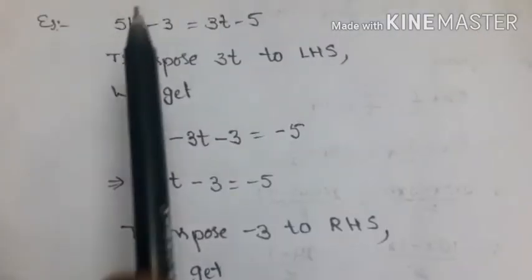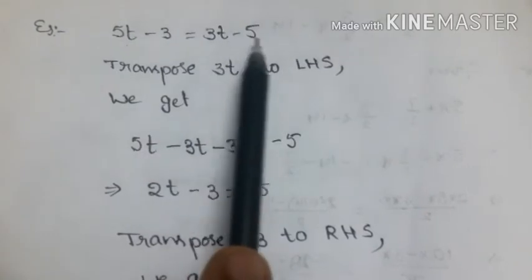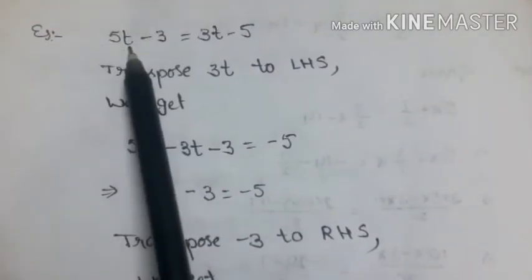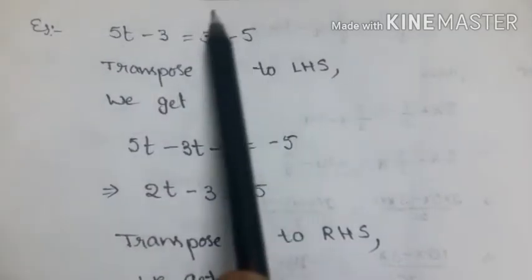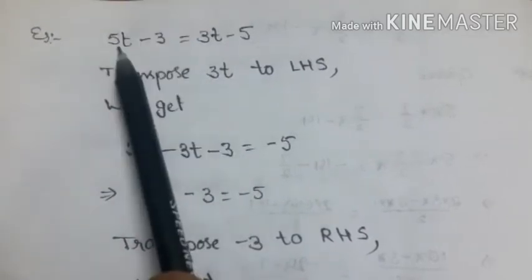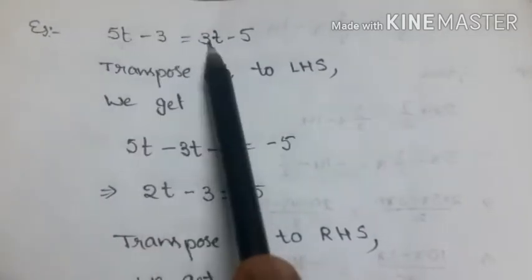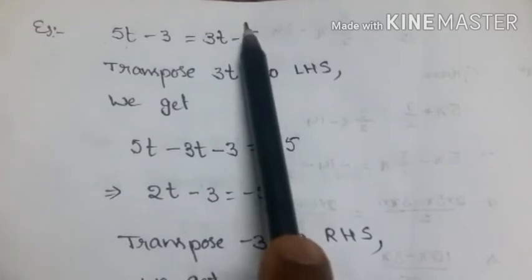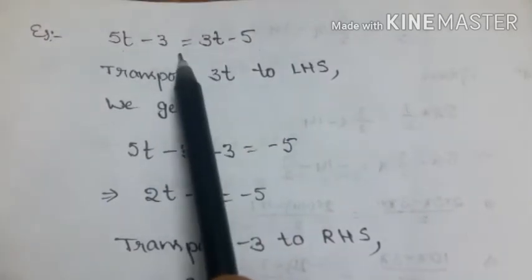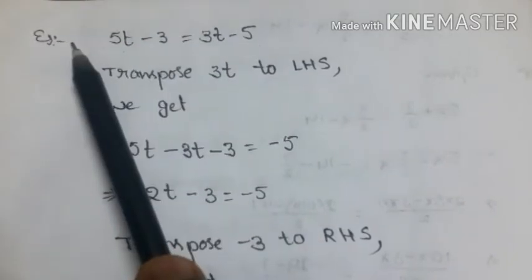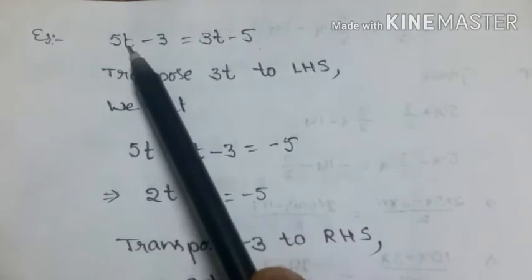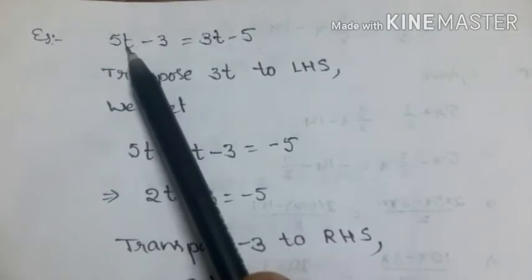Next, one more example: 5t minus 3 is equal to 3t minus 5. So the LHS has a variable. What is the variable? t. And the RHS also has the variable t. Yes or no? So 5t minus 3 is one expression and 3t minus 5 is another expression, with the equal symbol between them. So it is a linear equation. Clear? Now we want to find the unknown value, that is t.